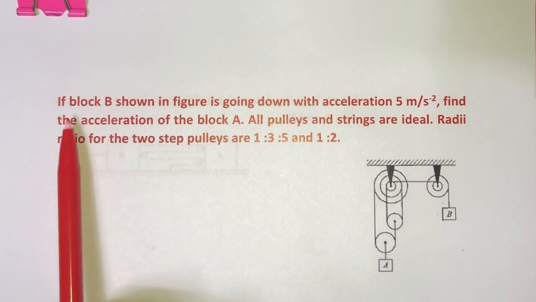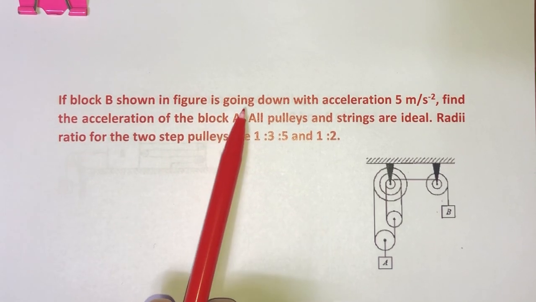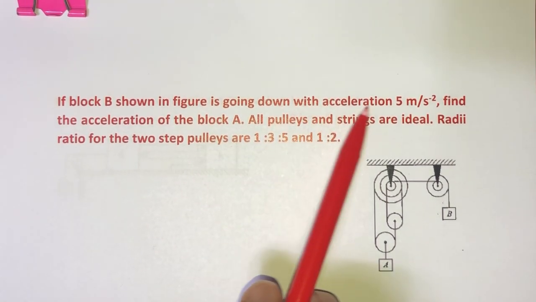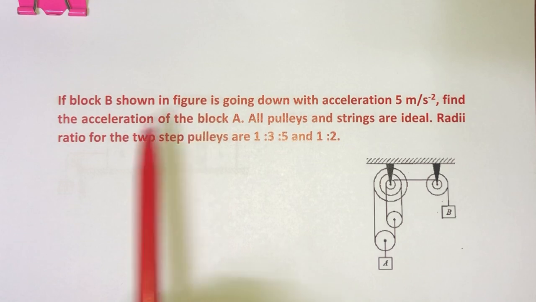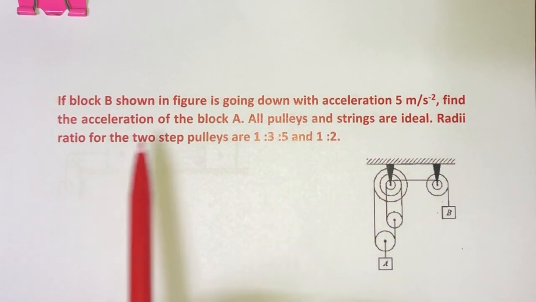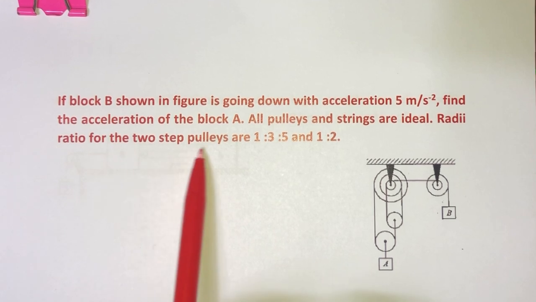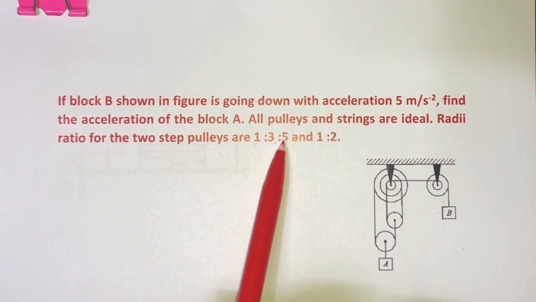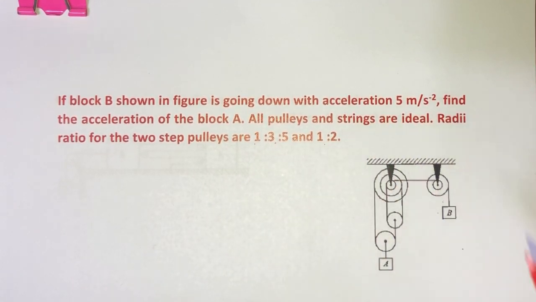In this question, if a block B shown in the figure is going down with the acceleration of 5 meter per second square, find the acceleration of block A. All pulleys and strings are ideal. Radii ratio of the two step pulleys are given as 1:3:5 and 1:2.